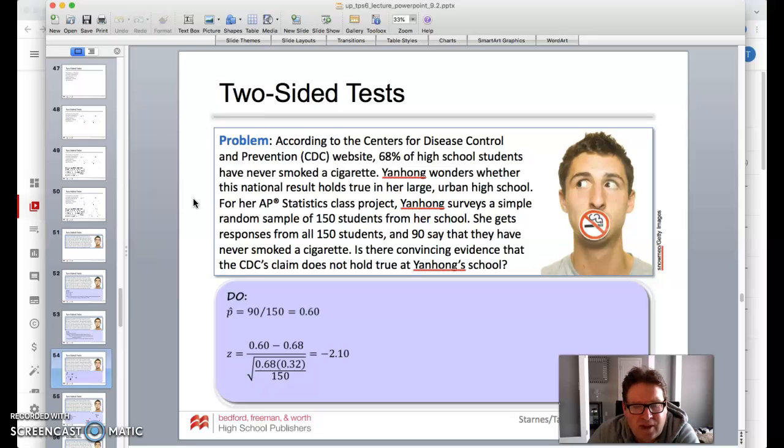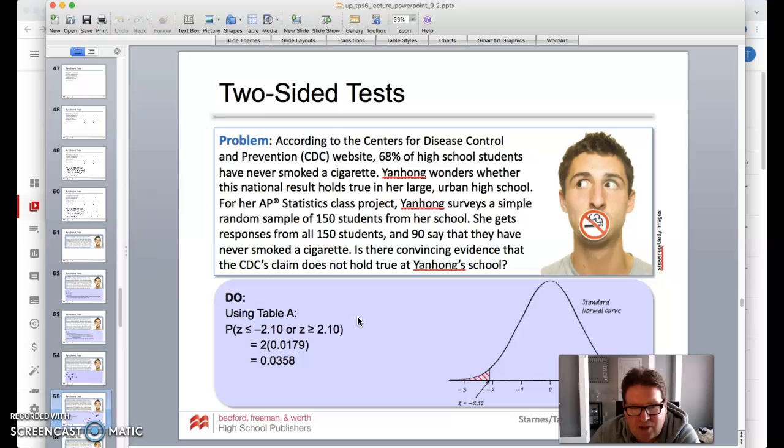90 out of 150 is a proportion of 0.60. So we're going to take 0.60 and subtract what we suggest is the 0.68. For the standard deviation on the bottom, 0.68 times 0.32 divided by the sample size, square root. We get a z-score of negative 2.10. And this is what they were talking about in the other slide: showing this work is going to get you a little more credit than just going right to the calculator. So I'd suggest doing that.